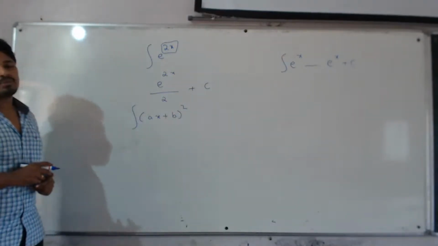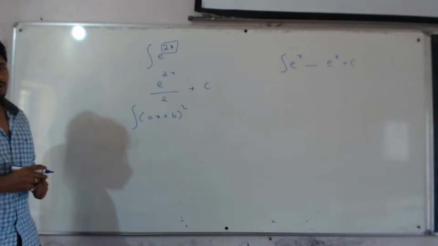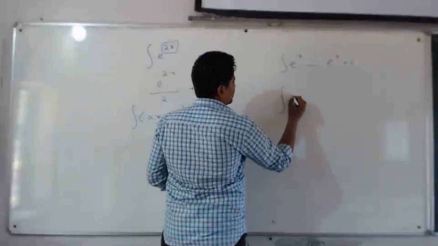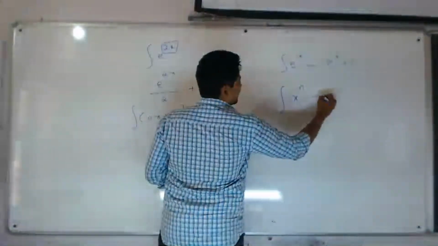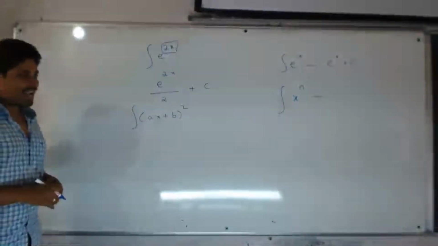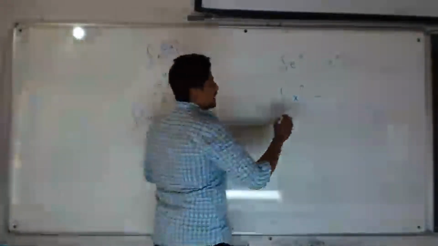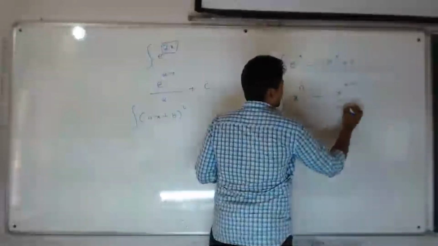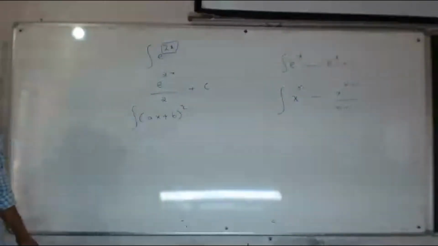Then you have to apply the formula for x power n. See here. What is the formula for x power n? It is x power n plus 1 by n plus 1.